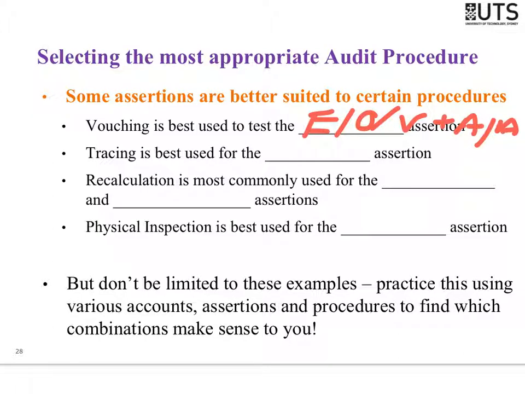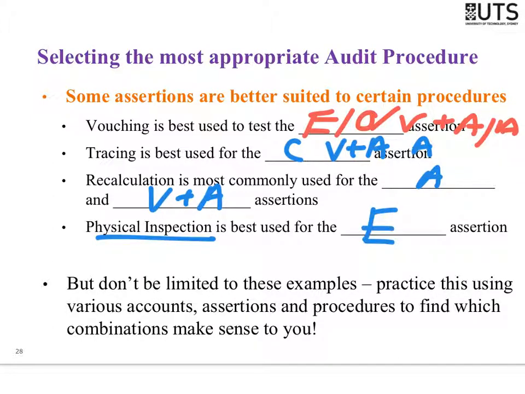Tracing is best used for which one? So you're tracing it all the way through from the beginning to the end to make sure it's there. What's that? What is it? Completeness. If you were checking the dollar amount, valuation allocation or accuracy. See what I mean? It's all about what your focus is. Recalculation is most commonly used for, we've done this a few times, accuracy and valuation and allocation. Final one, physical inspection. When you physically look at something, that gives you assurance over what? Good.